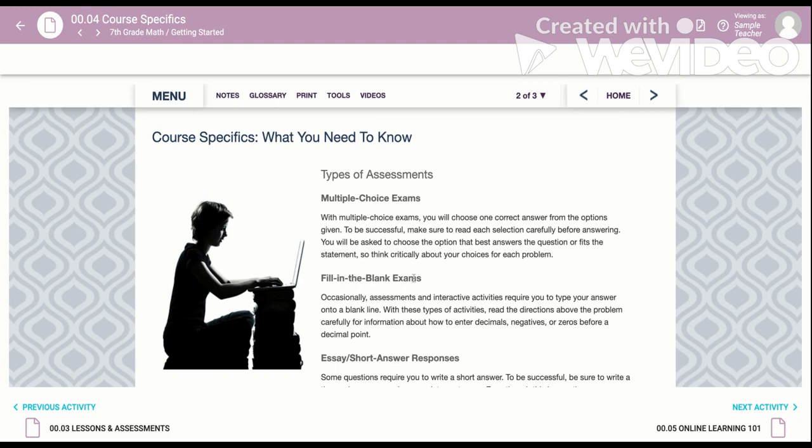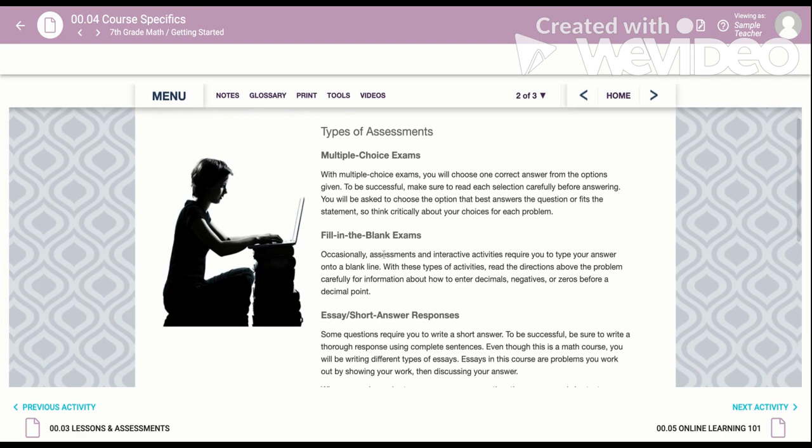There are also fill-in-the-blank exams. Occasionally, assessments and interactive activities will require you to type your answer onto a blank line. With these types of activities, read the directions above the problem carefully for information about how to enter decimals, negatives, or zeros before a decimal point.